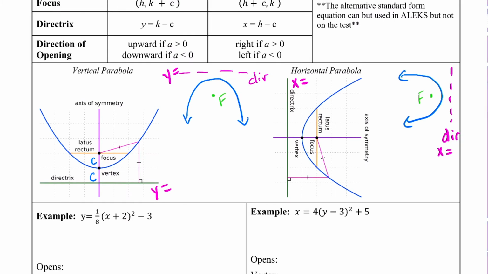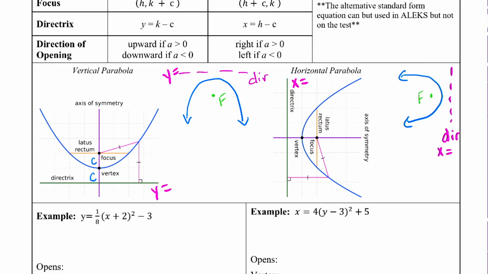Now, if our U shape is opening horizontally, so if it's opening to the right, this is still a distance of C here. So instead of adding it to the Y value, because I'm going to the right, we would add it to the X value. And then if we were trying to figure out where the directrix is at, we would subtract that C value from the X. Okay. Now, if it's opening this way to get the focus, then I would be subtracting that C value, and then I would add it to go this way. So make sure that you're paying attention to your answers to see if they actually make sense with what is going on in your picture.